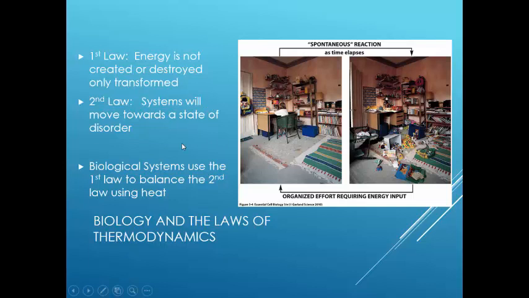The second law, in simplified terms, states that all systems will move toward a state of disorder. We measure this disorder as entropy. At first, this law seems to contradict everything we know about biological organisms. We are highly organized organisms. So based on what we know about the cell and biological organisms, how can biology exist in the same space as these two laws? This is where heat balances the two laws.